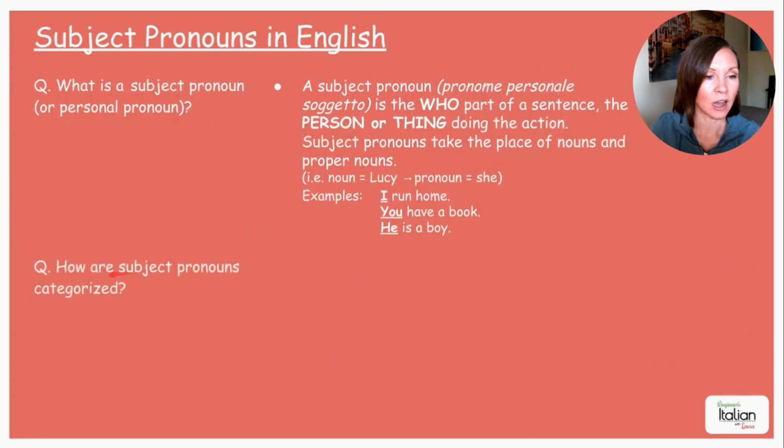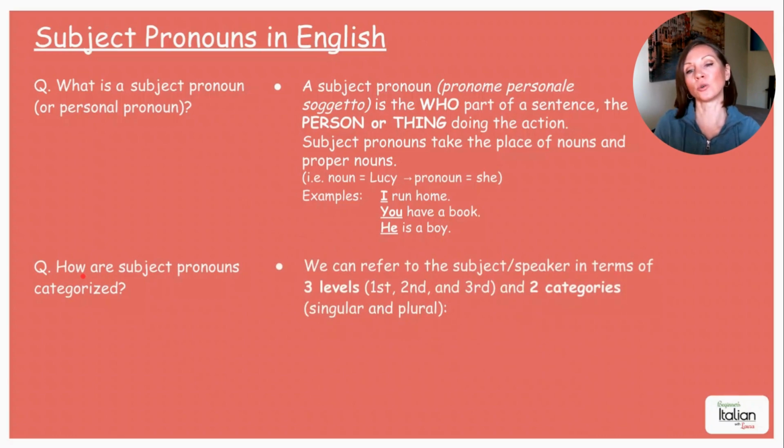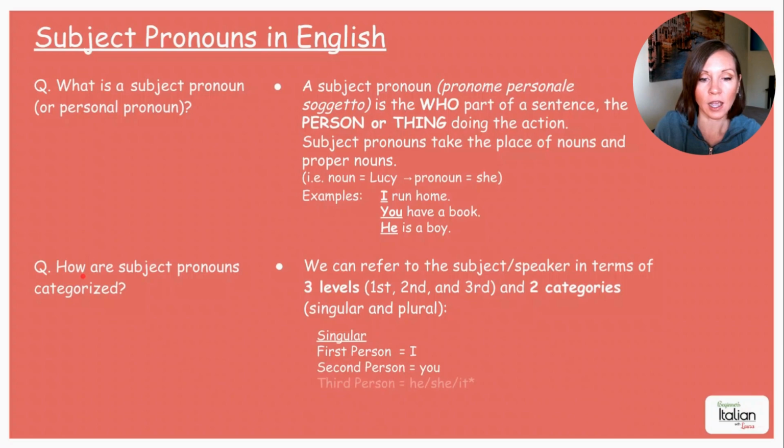Okay. How are subject pronouns categorized? So we can refer to the subject or speaker in terms of three different levels. We have the first, second, and third. And we have two categories, singular and plural. So in the singular, we have first person, which is from the perspective of the first person point of view, which is the I. I do this or I do that. Second person point of view is you. And third person is he, she, or it.